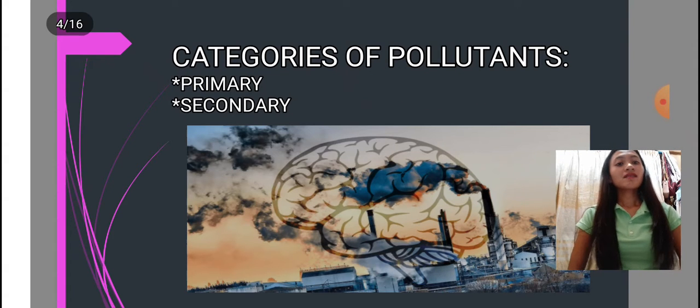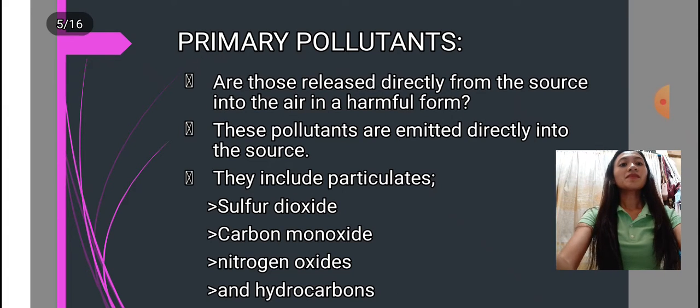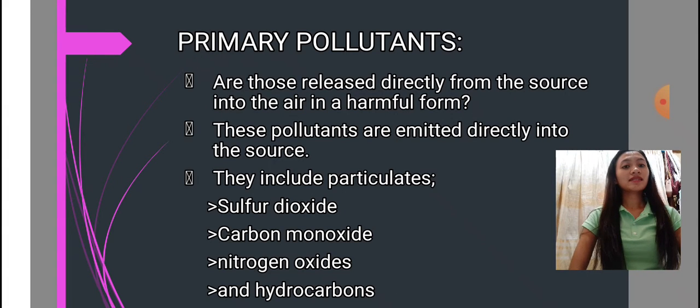In the categories of pollutants, we have two categories, the primary and the secondary. Primary pollutants are those released directly from the source into the air in harmful form. These pollutants are emitted directly from the source. They include particulates, sulfur dioxide, carbon monoxide, nitrogen oxides, and hydrocarbons. So primary pollutants are injected into the atmosphere directly.